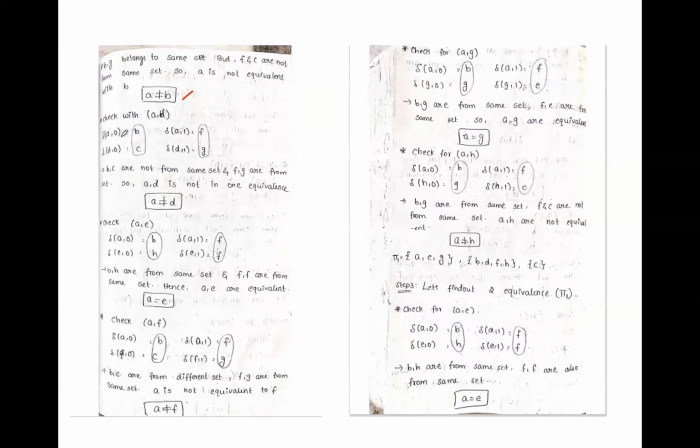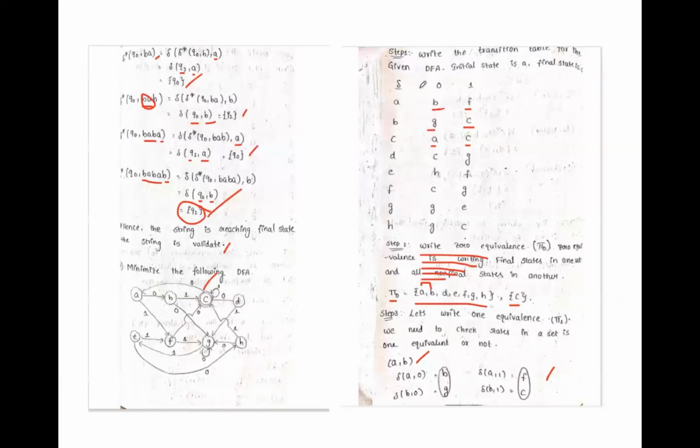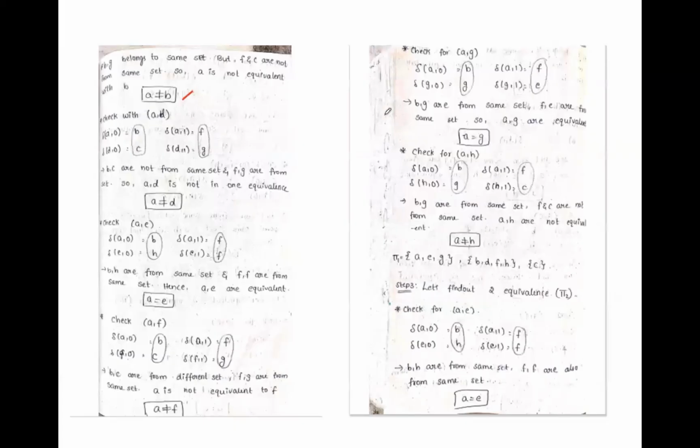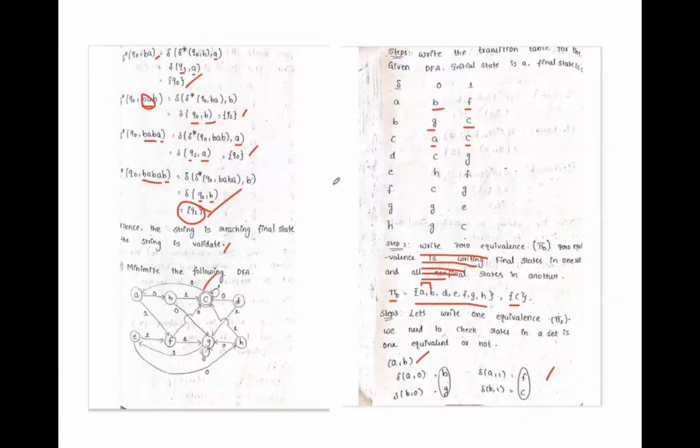So for this also, input symbols are 0 and 1. So you need to take A comma 0, D on 0, A on 1, D on 1. A on 0 from the transition table is B, and D on 0 is C. Now A on 1 is F, D on 1 is G.